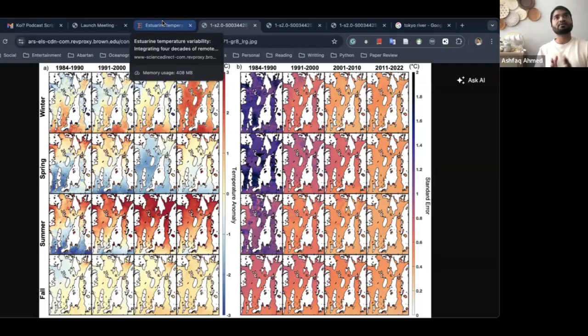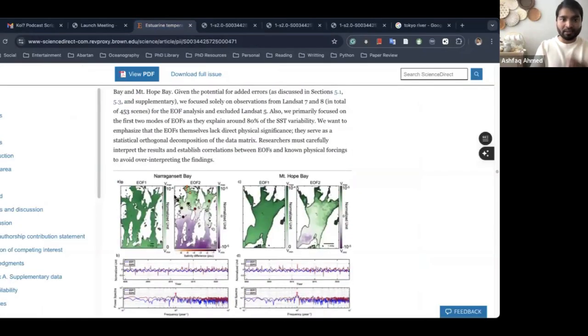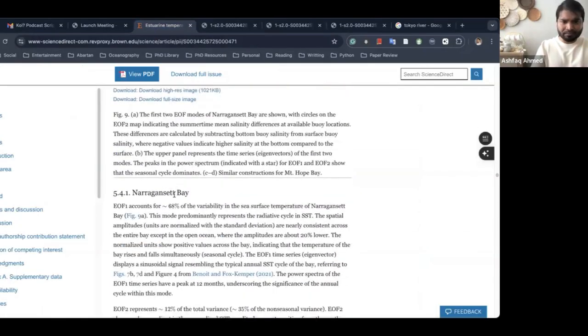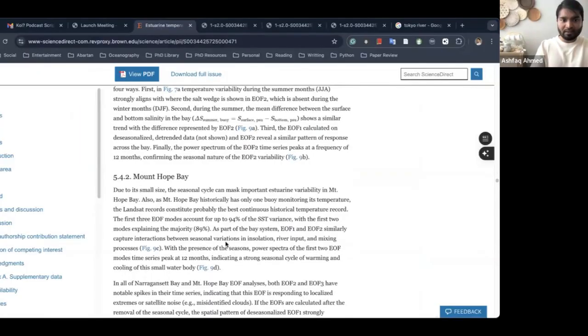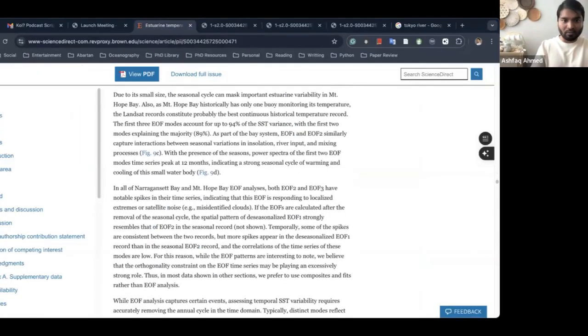We often tend to think, okay, this summer has been the worst summer of the last 10 years. We only focus on summer, but it's not only summer. It's throughout the year. So this is an important takeaway, and it is alarming.